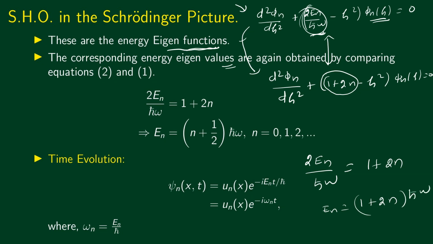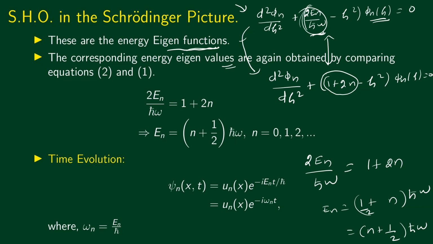Or En is equal to (n plus half) h bar omega, or simply in a more familiar form, it's (n plus half) h bar omega. We got the harmonic oscillator energy eigenvalues. Okay, we are done. We have found the energy eigenvalues and the energy eigenfunctions.